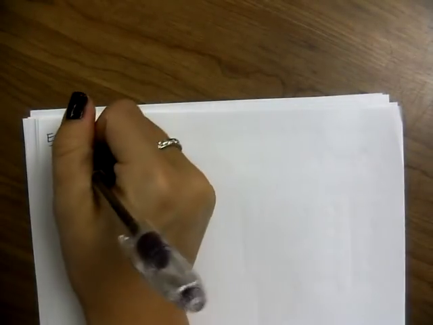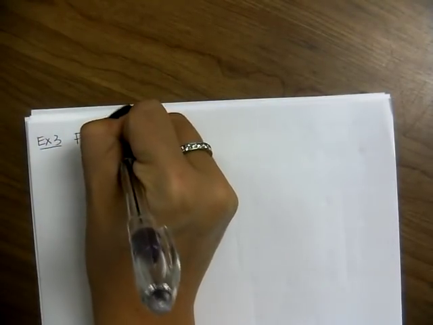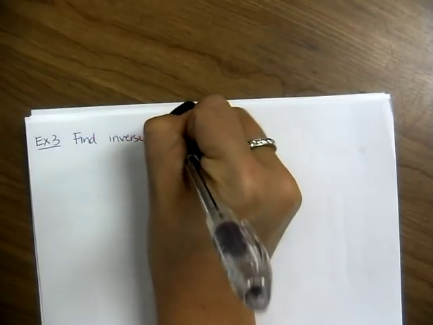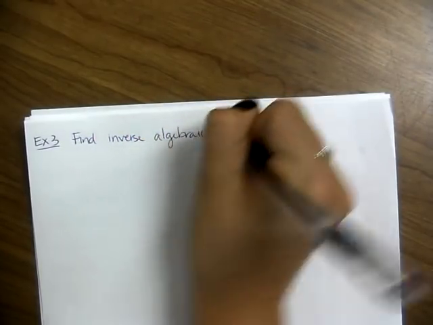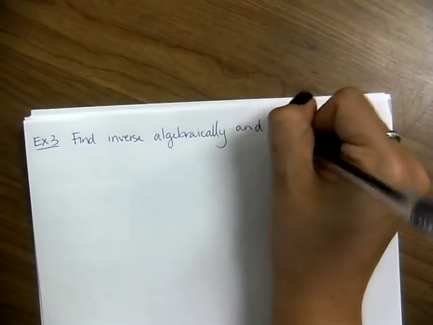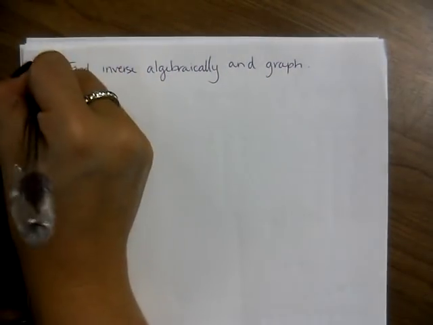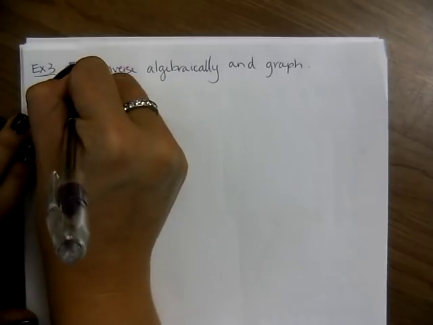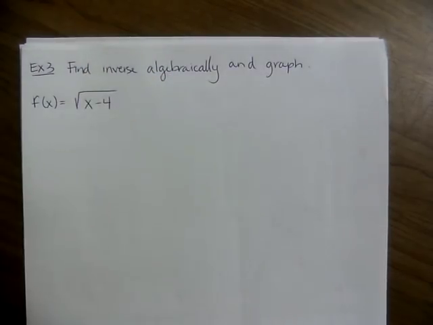Okay. Now it's going to have to get a little bit harder because this is just too easy. Okay? Here we go. Let's take a look at this. We're going to do the same thing we just did in example 1. So find the inverse algebraically and graph. Okay, so let's say we have f of x equals the square root of x minus 4. Okay, now, before we start going on this, I want to go back to example 1.